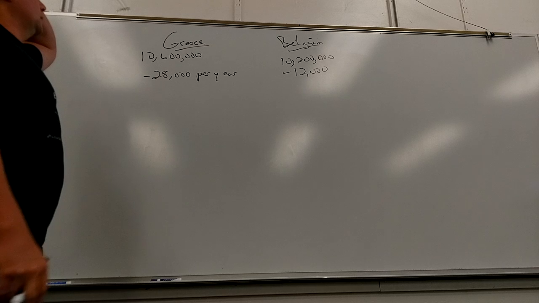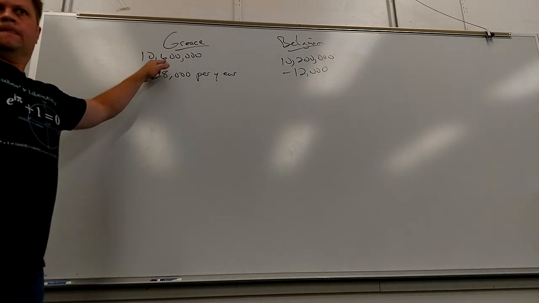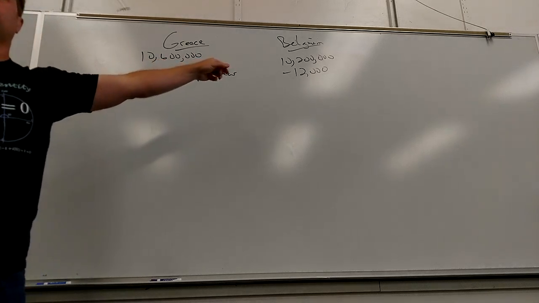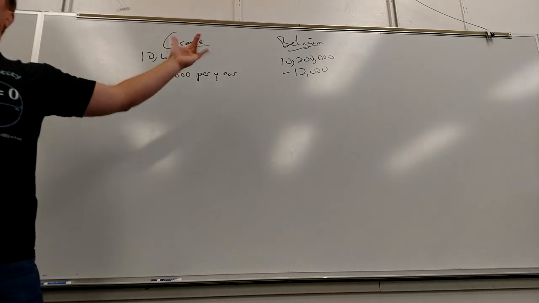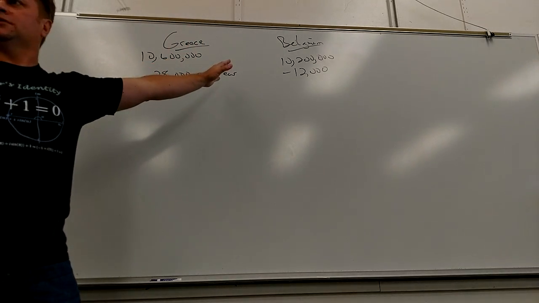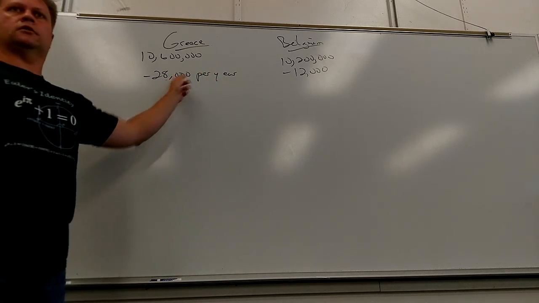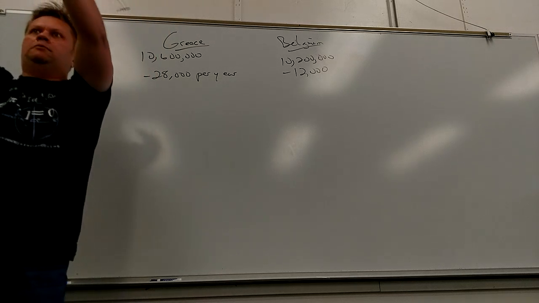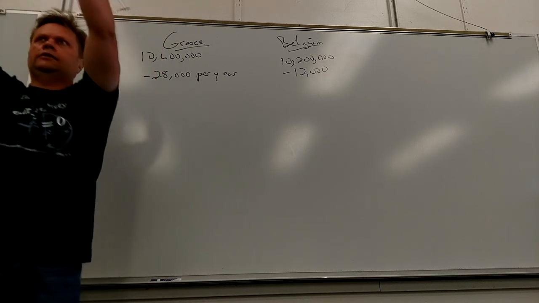Now, why does it make sense they'll have the same? Greece starts with more, right? But of course, it makes sense that at some point they're going to have the same population because Greece goes down more per year. So at some point, Greece's population is going to decrease enough to catch up with Belgium.